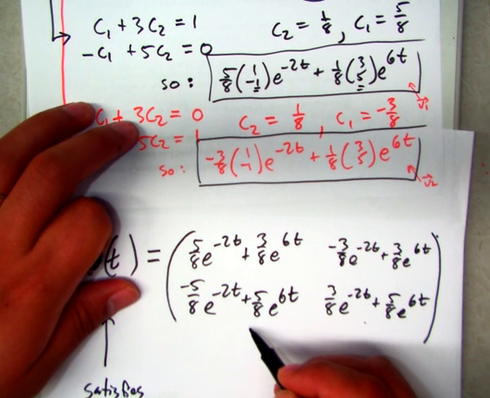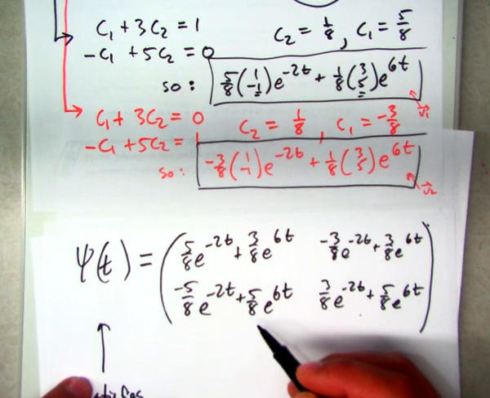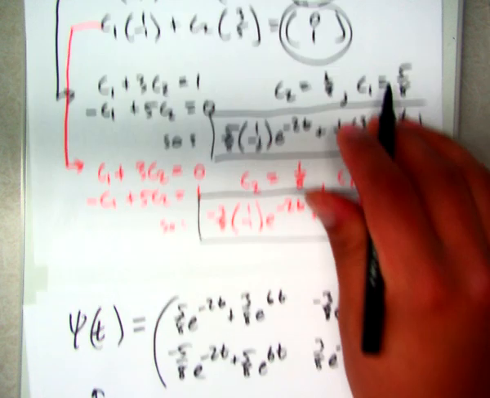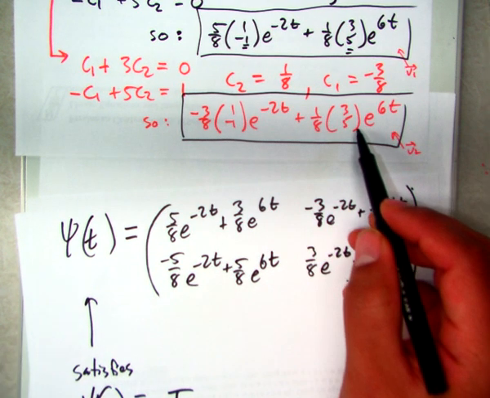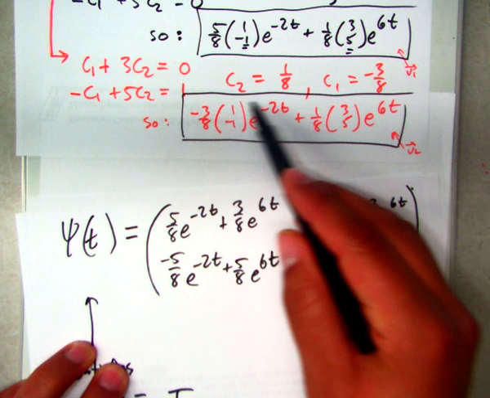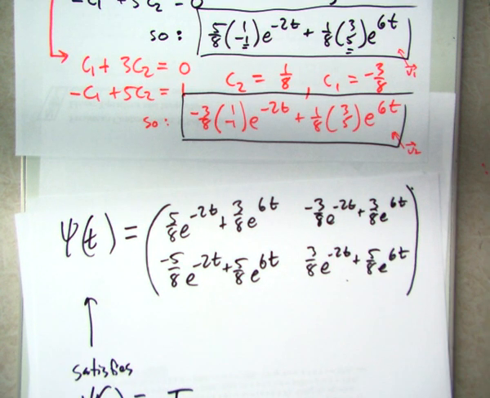Does that make sense? And then similarly, for the second column, which gave us 0, 1, we look at our second solution and just go straight across. First entry will be just the top coefficients and then the bottom. Okay? All right.